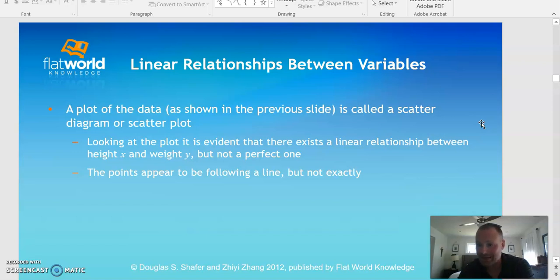I didn't talk about that, but basically they're saying that the x values represent the height and the y values represent the weight of people. And if you were to plot those, maybe, just maybe, I'm not saying this is true, but maybe their organization of points is a linear representation, okay? The points appear to be following the line, but not exactly, right?